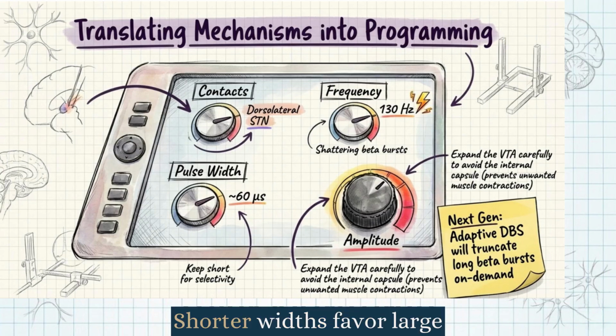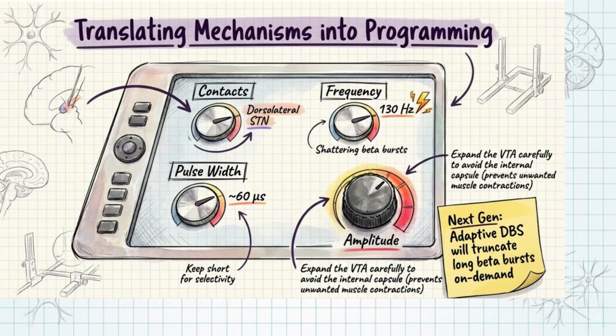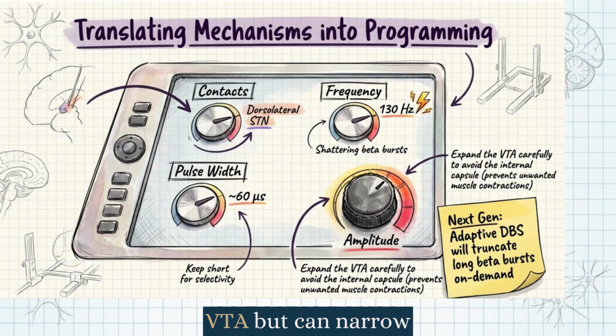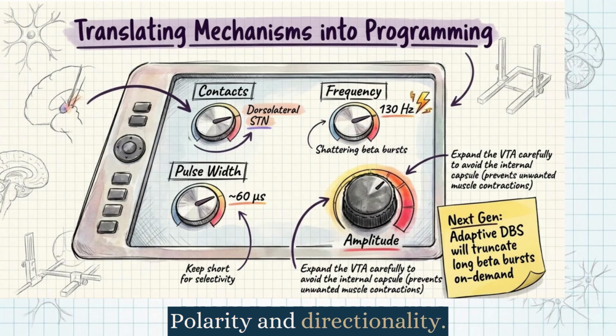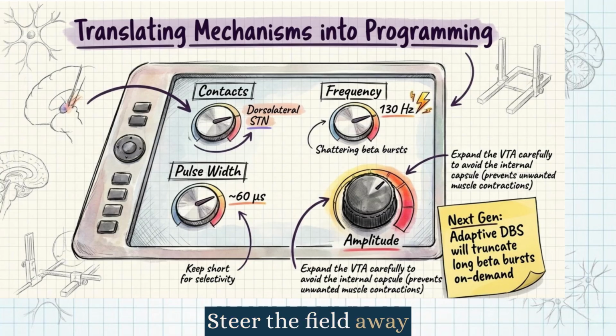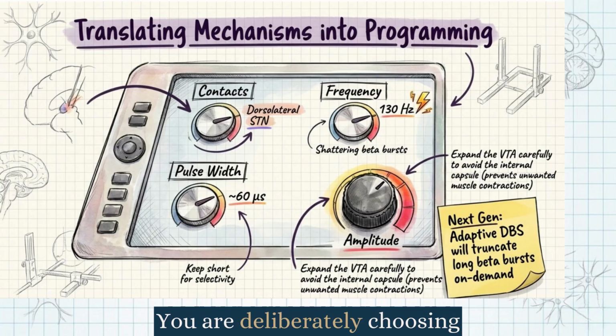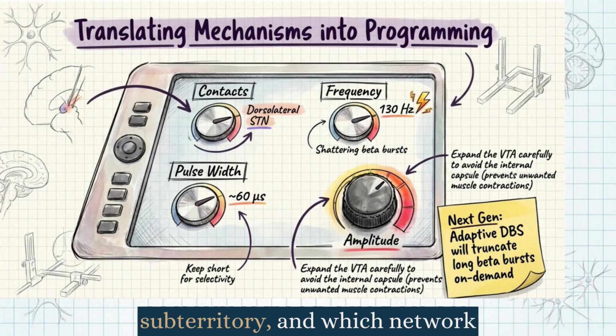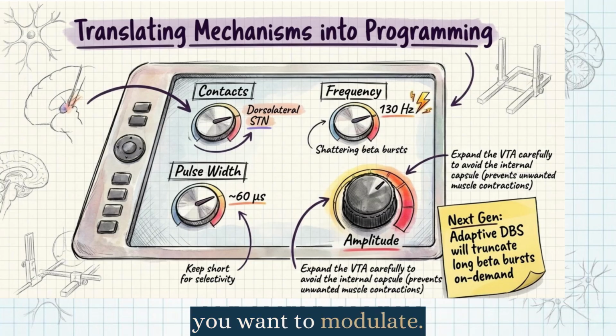Pulse width: shorter widths favor large myelinated fibers and give more selectivity. Longer widths expand the VTA but can narrow the therapeutic window. Polarity and directionality: steer the field away from capsule and limbic areas and towards motor hyperdirect fibers. So when you sit at the programmer, you are not just turning knobs. You are deliberately choosing which fibers, which nucleus subterritory, and which network you want to modulate.